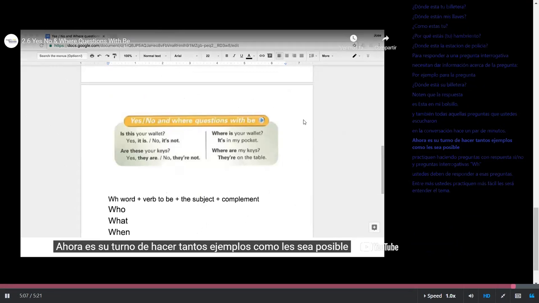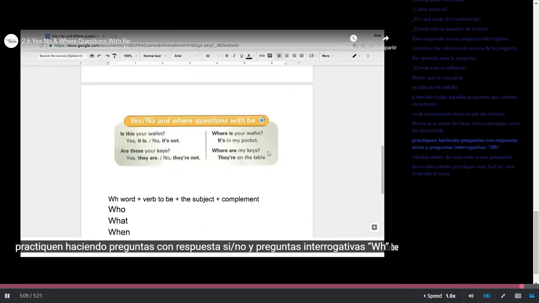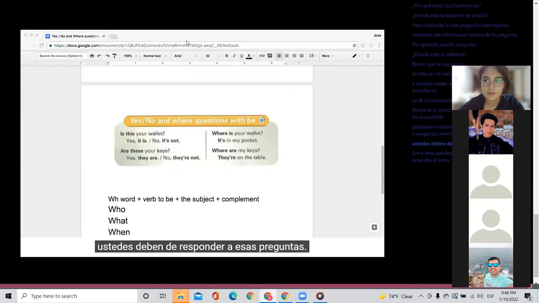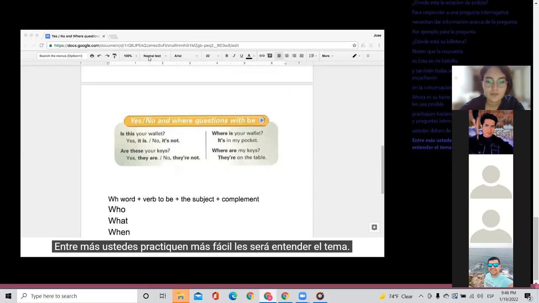Now, it's your turn to make as many examples as possible. Practice making yes or no questions and WH questions. You should answer those questions as well. The more you practice, the easier this topic will become for you.